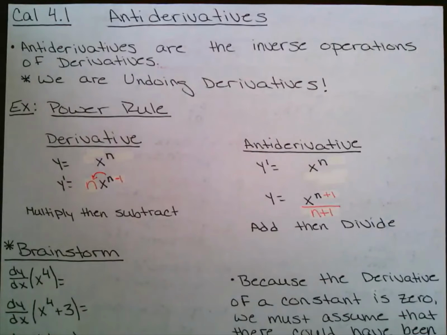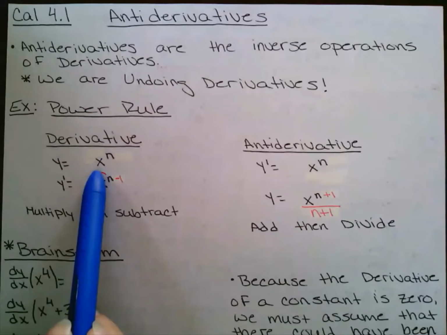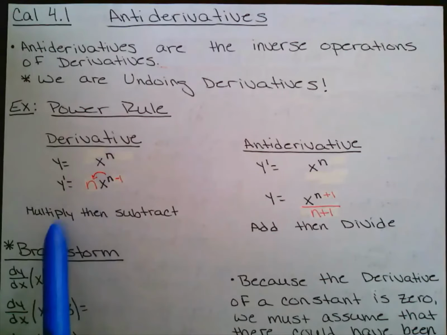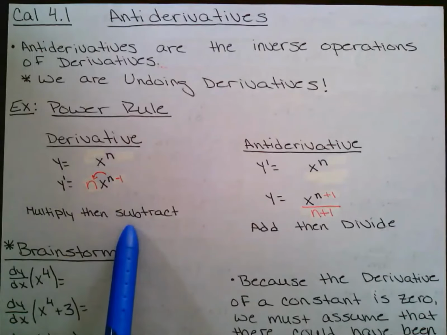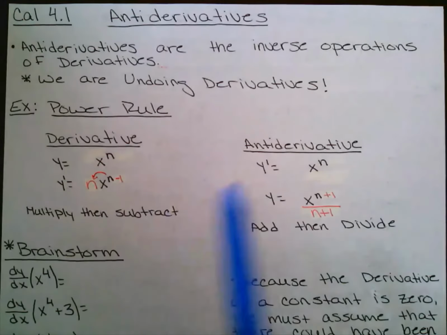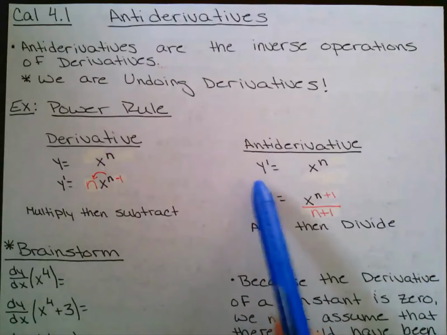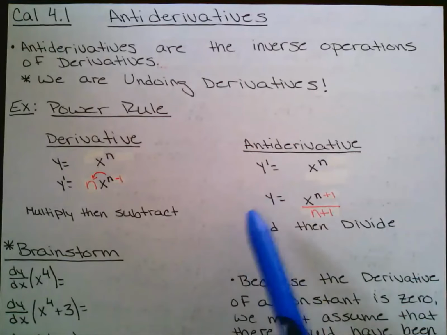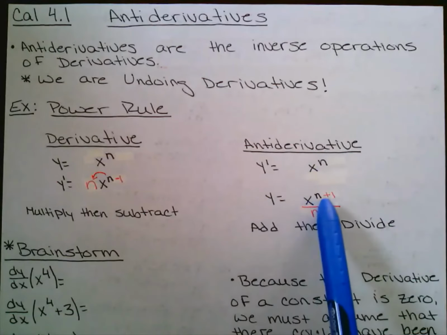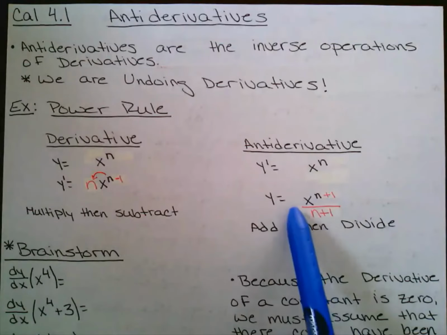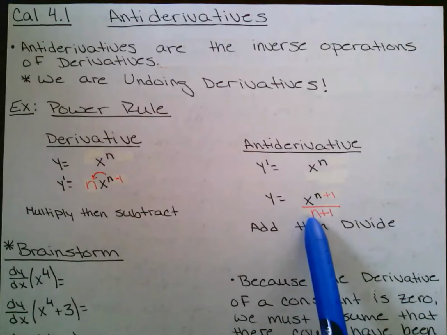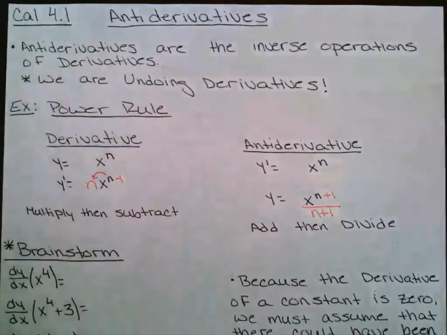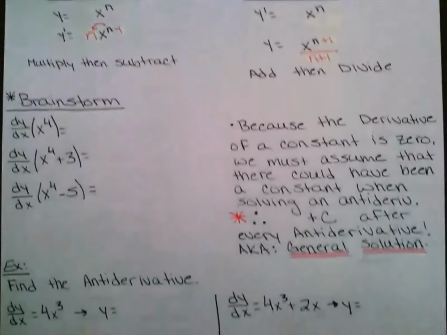Let's look at the power rule. Whenever we had x raised to a number, we would first multiply, and then subtract 1. If we're doing the antiderivative, we're going to do not only the inverse operations, we're going to do them in the inverse order. So we're going to add 1, and then divide by that new exponent, which is n plus 1. Let's brainstorm a second and see what that looks like with some numbers.